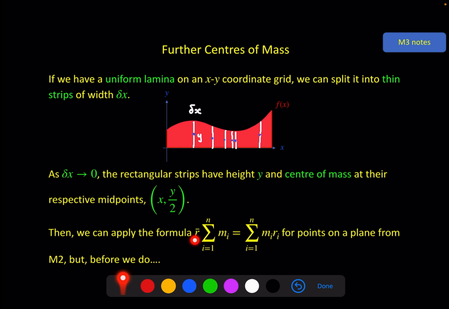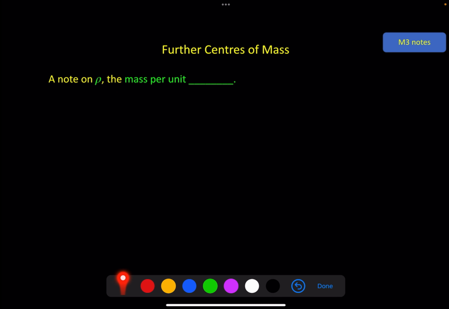Here I've used a non-vector form of r because we're not going to use vectors, but I also don't want to write the x formula and the y formula each time. So the r here represents x and y both. But before we go ahead and apply this in this situation, we're going to have a quick note on something called rho.